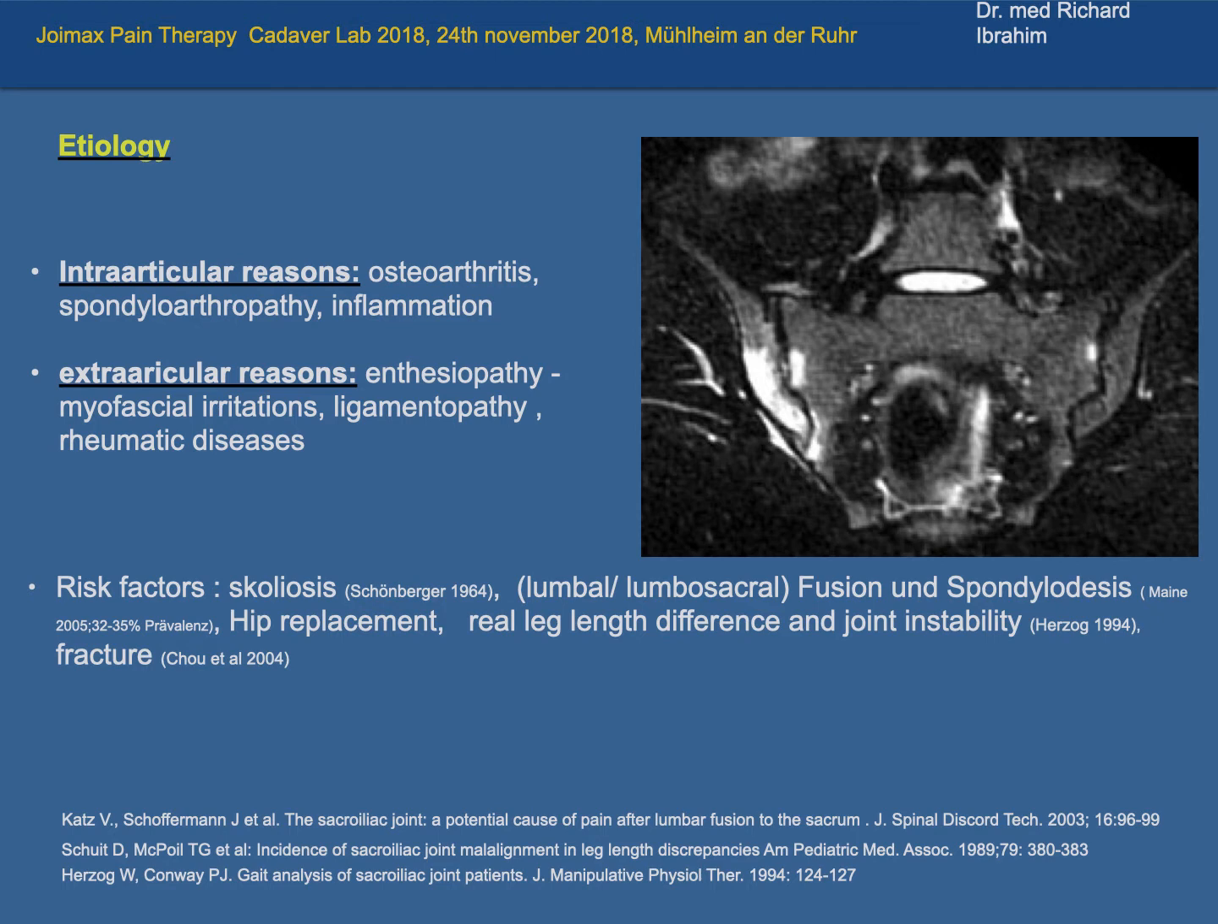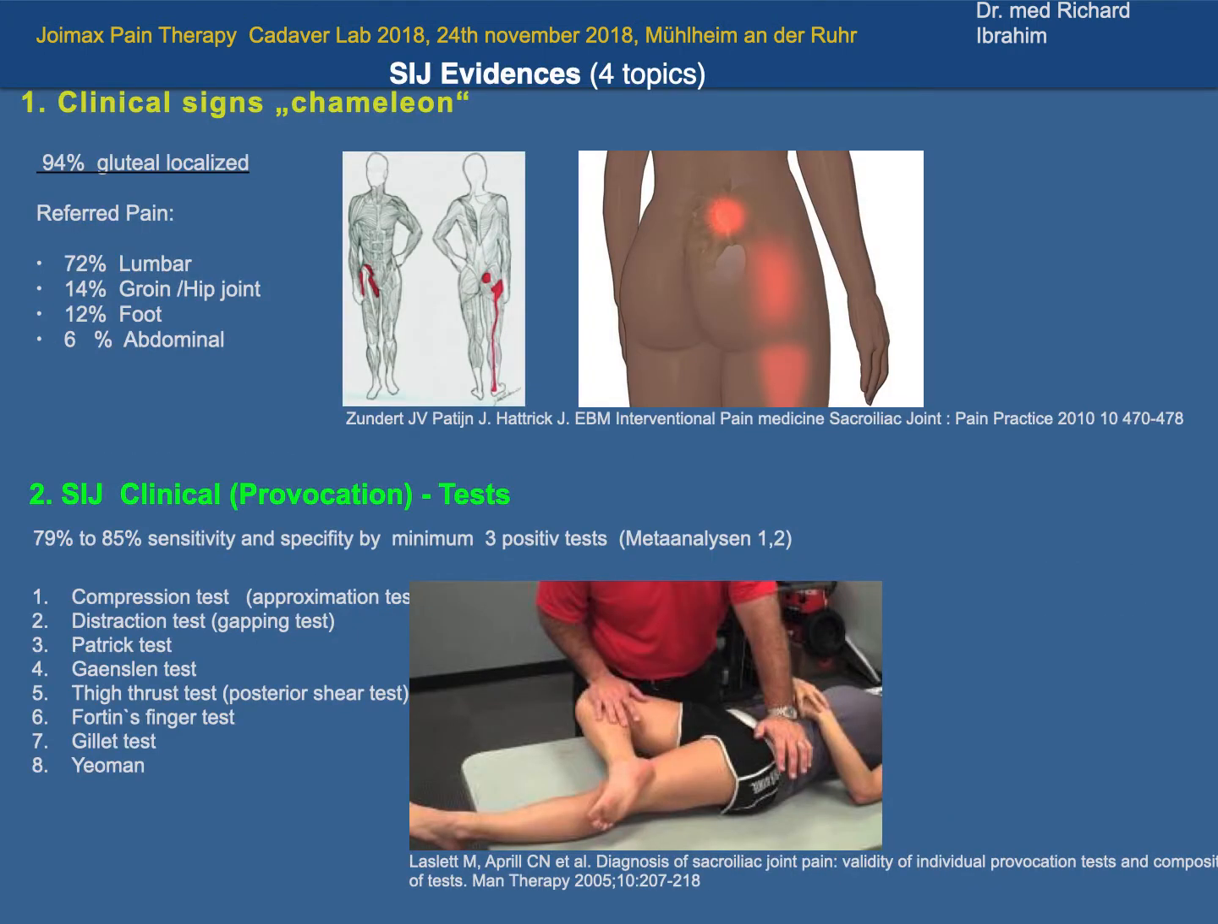And we should keep in mind other reasons, what I told you before, by lumbar or lumbosacral fusions, spondylolisthesis, hip replacements. Keep in mind by patient having hip replacements in the surgical part, it could have an irritation to the SI joint. Different length differences gives you a joint instability. So all these could be reasons for this chronic arthropathy.